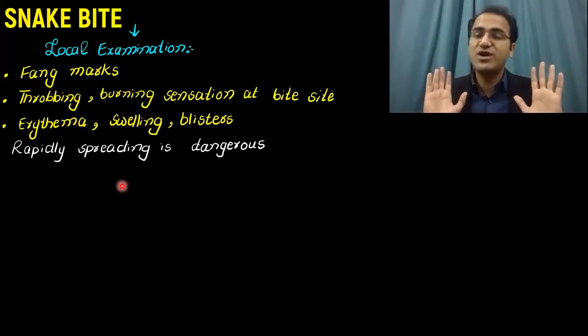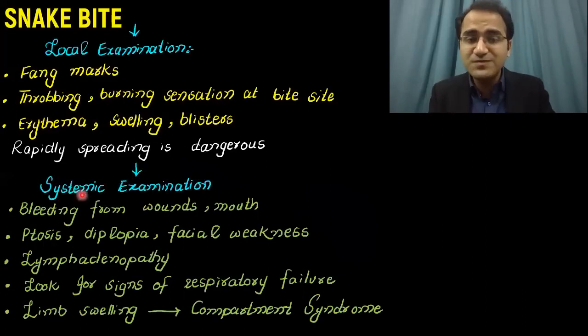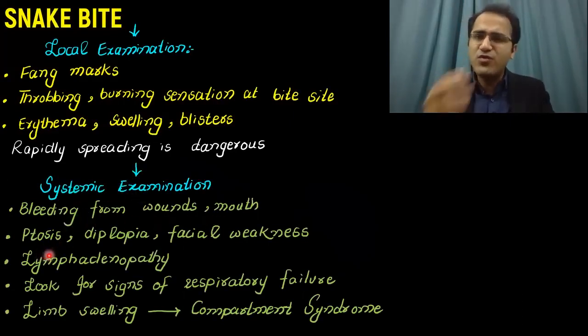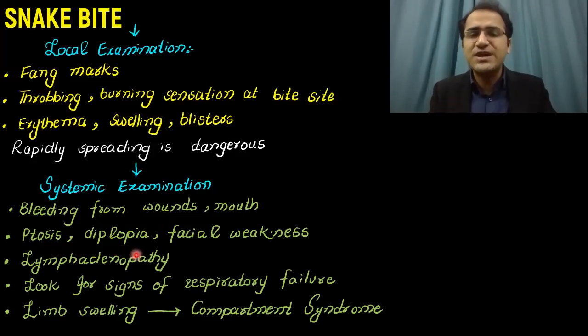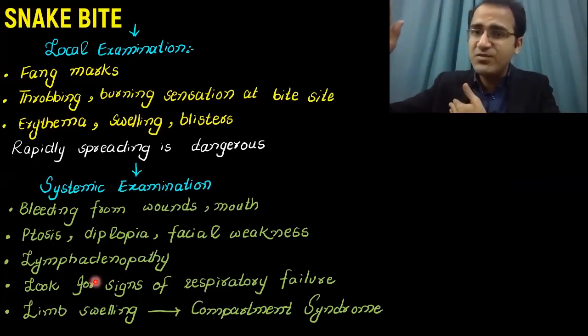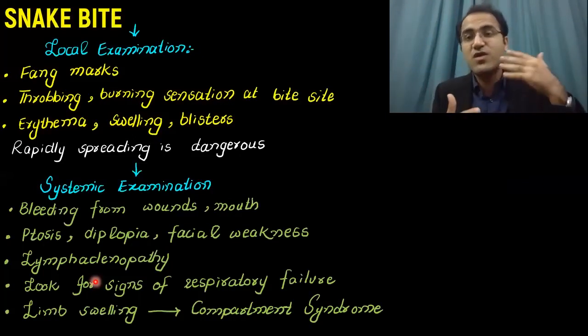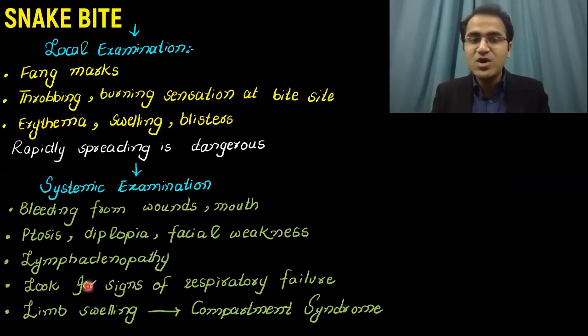That is an indication for giving anti-snake venom if there is rapidly spreading swelling. You perform systemic examination, you look for bleeding from wounds and mouth, you look for neurotoxic signs like ptosis, diplopia, facial weakness, you look for lymphadenopathy. Lymphadenopathy is also important. If the patient has been bit on hand, check for axillary lymphadenopathy, cervical lymphadenopathy. If the patient has been bit on the leg, look for inguinal lymphadenopathy.